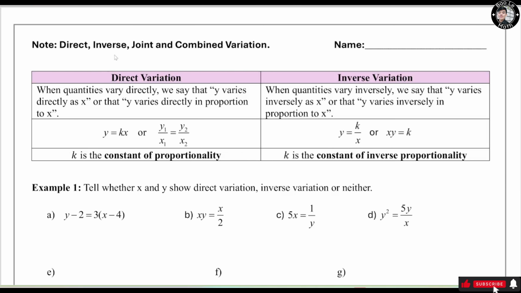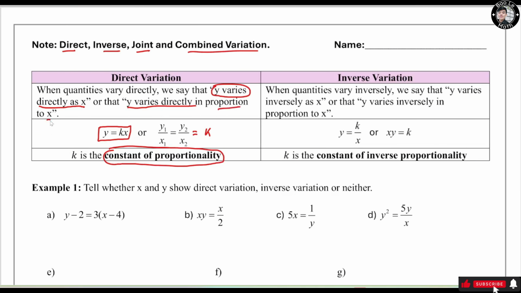In this video, we're going to talk about direct, inverse, joint, and combined variation. Direct variation is given by the formula y equals k times x, or y1 over x1 equals y2 over x2 equals k, where k is the constant of proportionality or constant of variation. The key information here is y varies directly as x, or y varies directly in proportion to x.